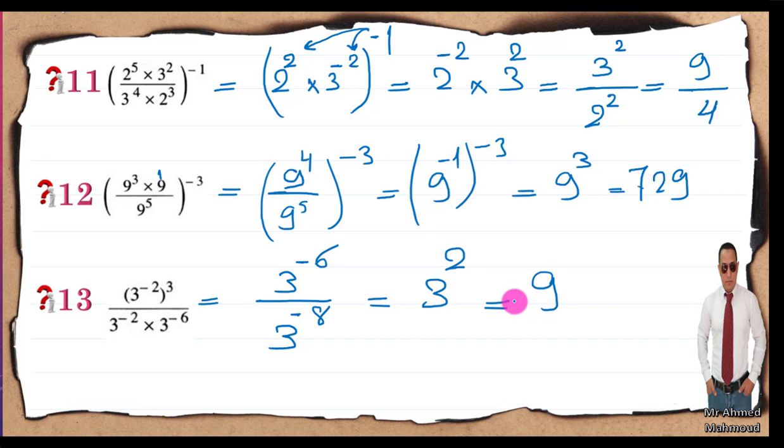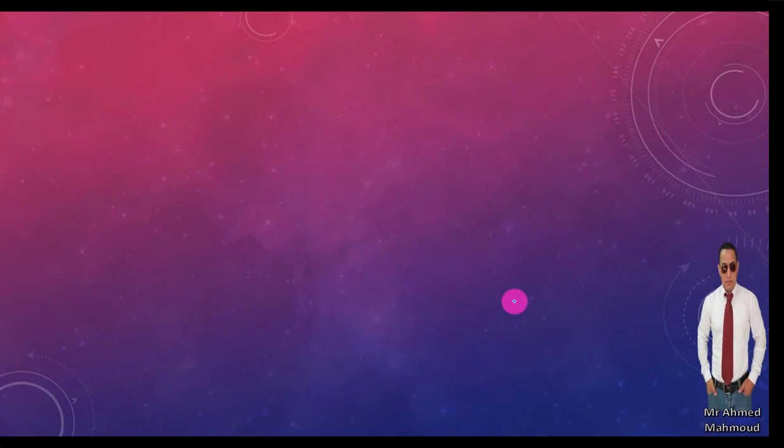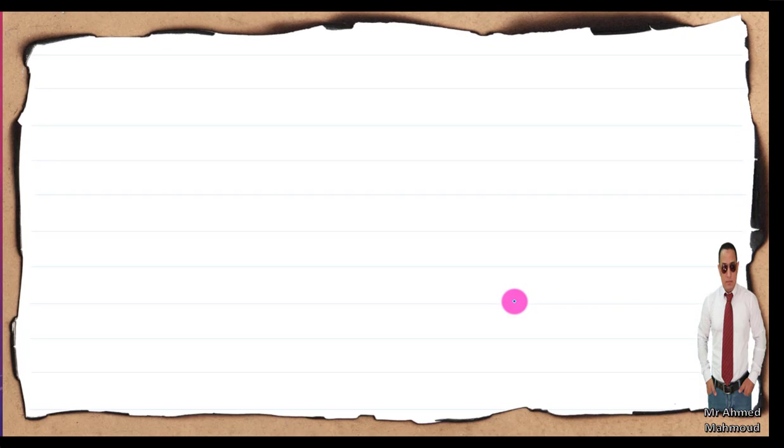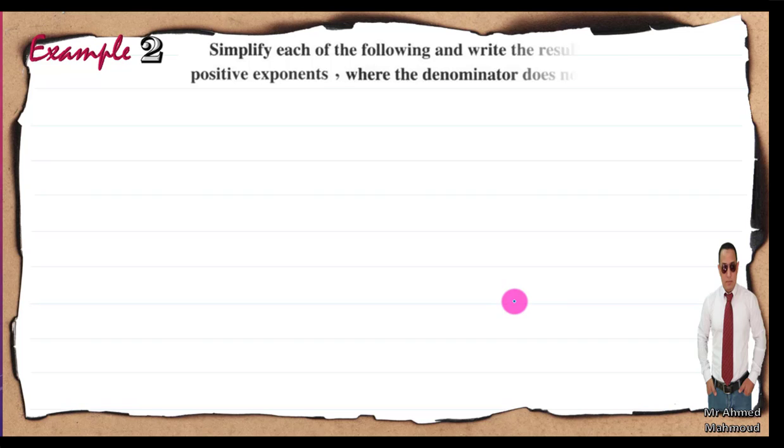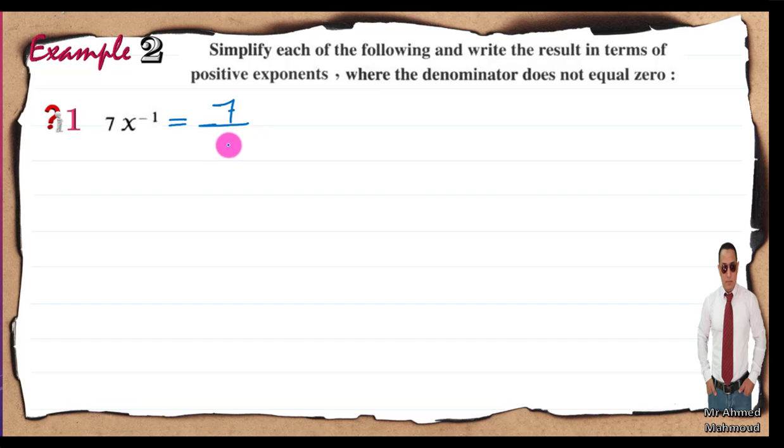The next question. Simplify each of the following and write the result in terms of positive exponents where the denominator does not equal 0. Now here we have 7 power 1 and x power negative 1, so I'm going to write down a fraction. 7 power 1 still at its position here, up. And x power negative 1 equals 1 over x power 1, like this.